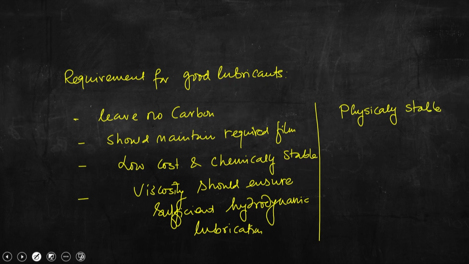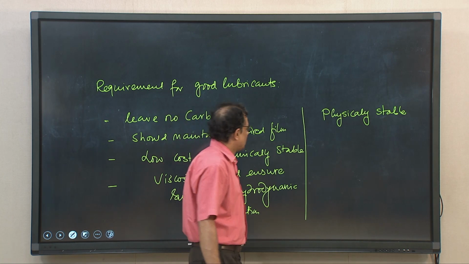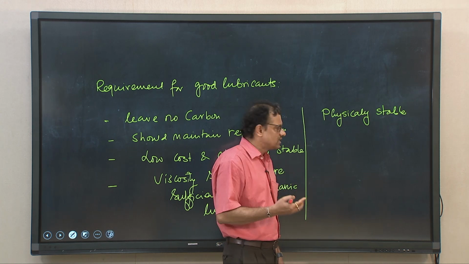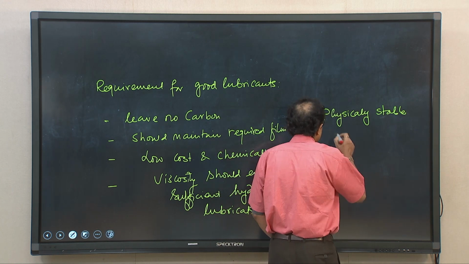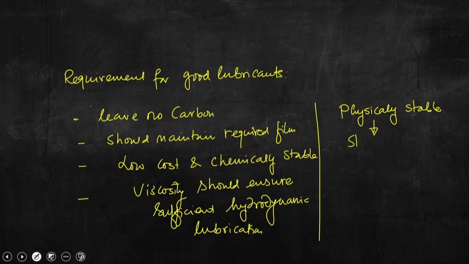Chemical stability and physical stability, these two are interlinked. How? Because if it is chemically unstable, then certainly it will be physically unstable as well. Physically, we know that it should not lose its properties, and also it should not be volatile, all these things, and that is, stable under different temperature.